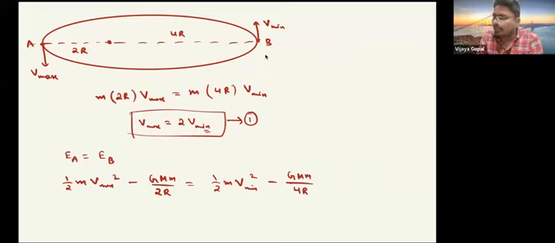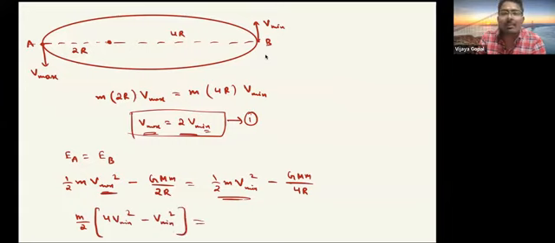So let us eliminate maximum speed. How to eliminate maximum speed? V maximum is 2 times V minimum. Let me substitute here. Then how much are you going to get? m by 2 times this, you will be getting 4 V minimum square, and this V minimum square I'm getting on the left side. So minus V minimum square, which is equal to GMm by 2R minus GMm by 4R.